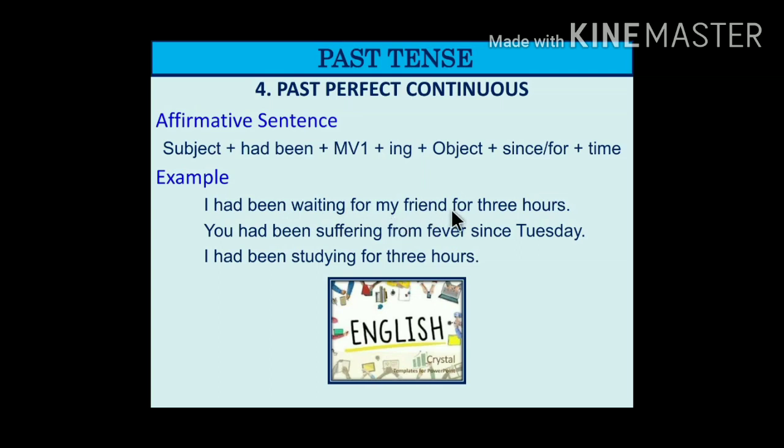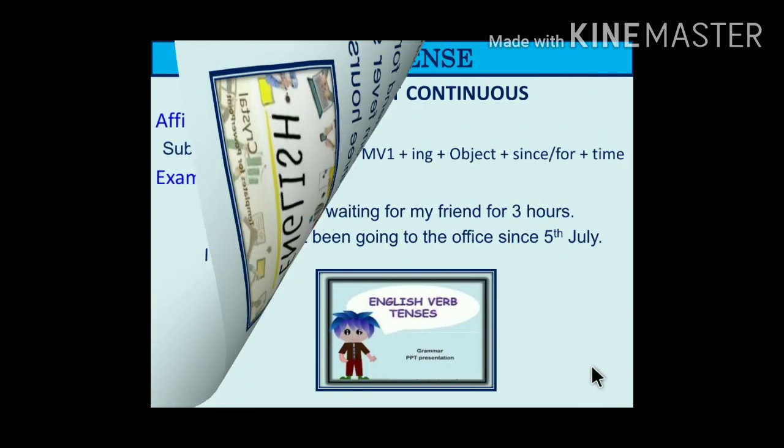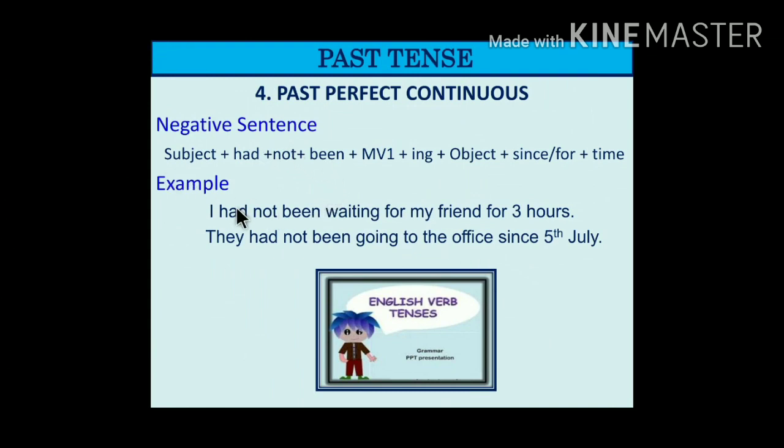Example: I had been waiting for my friend for 3 hours. You had been suffering from fever since Tuesday. I had been studying for the past 3 hours. Next, past perfect continuous tense, negative. Same formula, but you have to introduce a negative word: subject plus had plus not been plus MV1 plus ing. When you are using the ing form, it has to be MV1, for example coming; not a different form of the verb. Example: I had not been waiting for my friend for 3 hours. Same way, I had not been going to the office since 5th July.